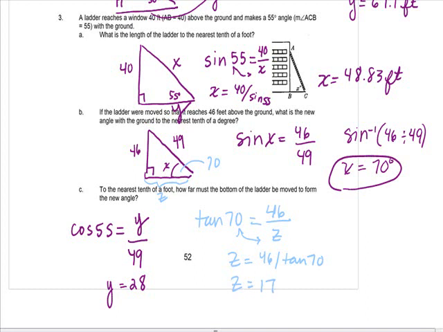All right. So then it says, how far must the bottom of the ladder be moved? So how far did it move? It moved from 28 to 17. That would make 11. A little subtraction, and we get 11. But we should mention that we did a lot of rounding in that problem, so answers will vary. Yeah, well, I was a fan of rounding once I started getting them right.